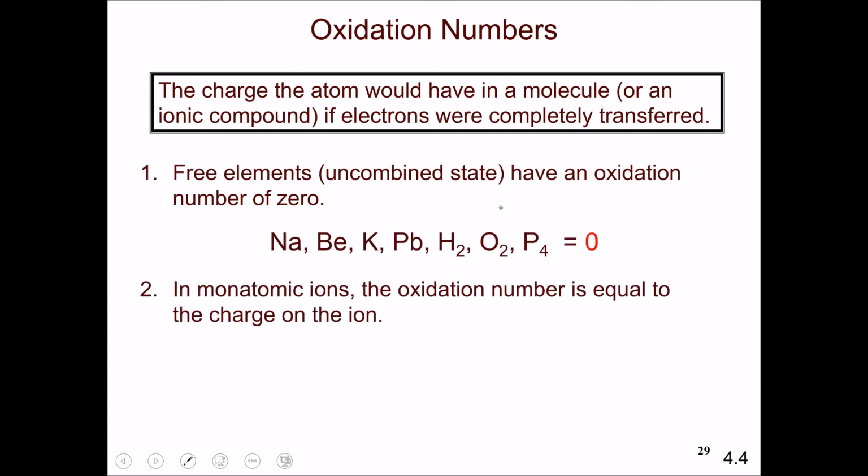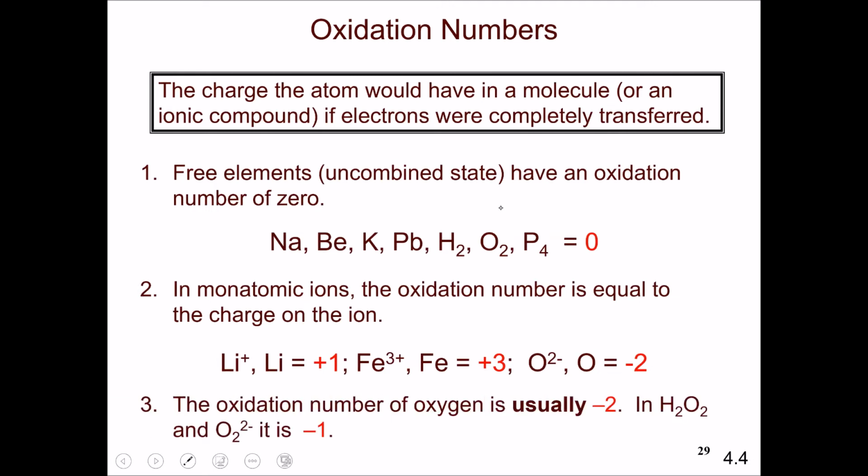Second rule is that for monoatomic ions, the oxidation number is equal to the charge on the ion. For Li+, it means that it has a +1 oxidation state. Fe3+ has a 3+ oxidation state. O2- has a 2- oxidation state.